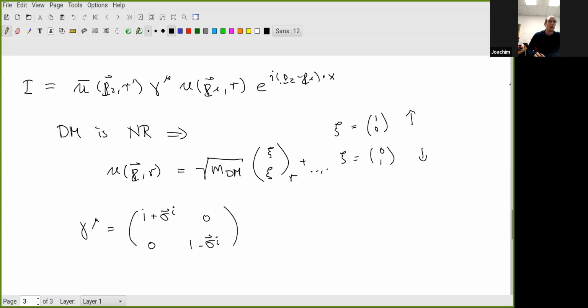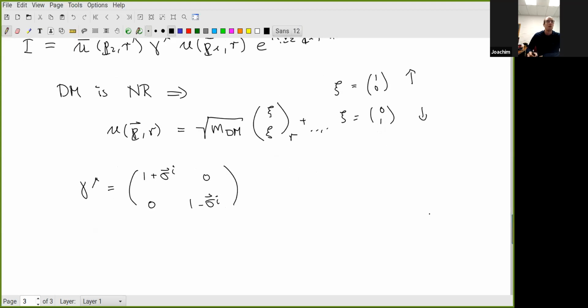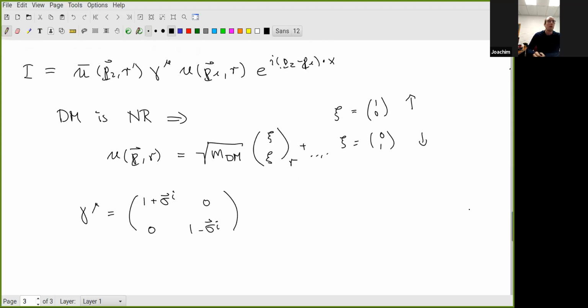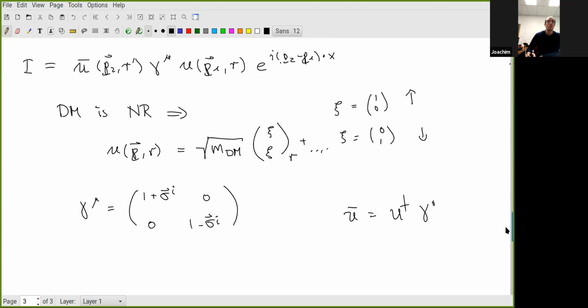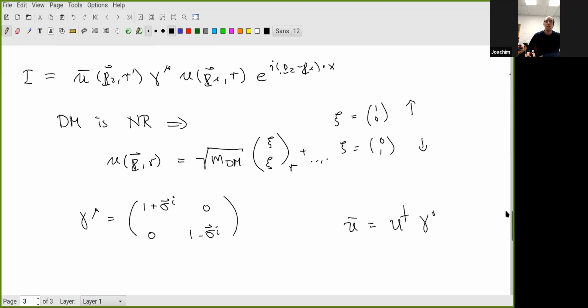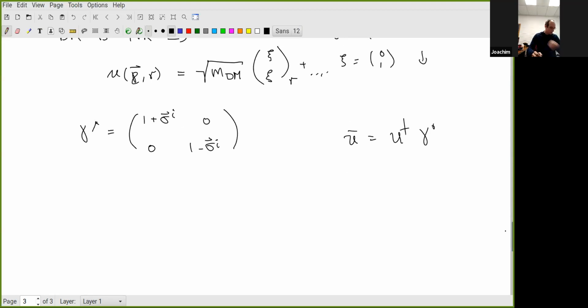So the 0 component is just the unit matrix, and the spatial components are given in terms of the Pauli matrices, where you have a plus sign here and a minus sign here. And then we need to remember what this bar means. The bar means u bar equals u dagger times gamma 0. Okay, and now we can just plug everything in. And we see that this expression is actually quite simple.